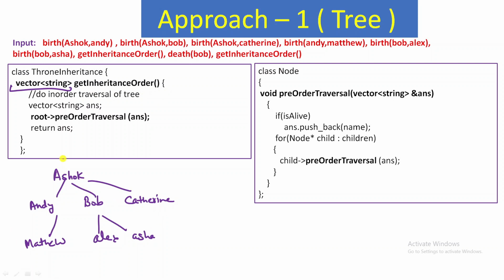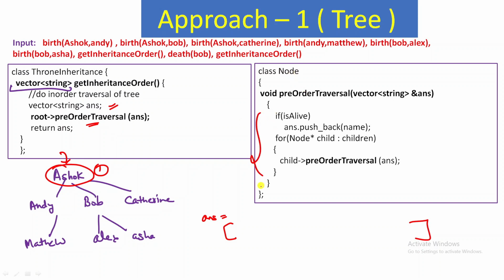So you will be starting from the root node, and this will be the first person who will be coming into your list. So Ashok will come, then Andy, then Matthew, and so on, as you see. Here I have taken this empty vector answer, where I will be storing the answer, the inheritance order. So I am calling the pre-order traversal API, which I have defined in the node.